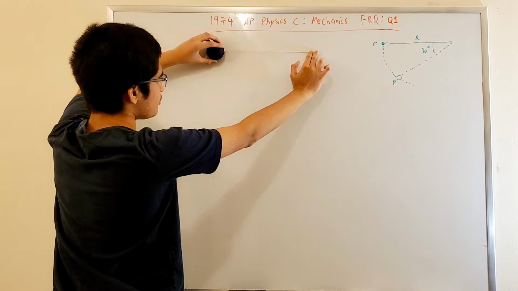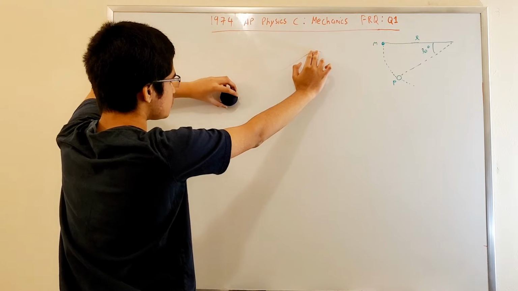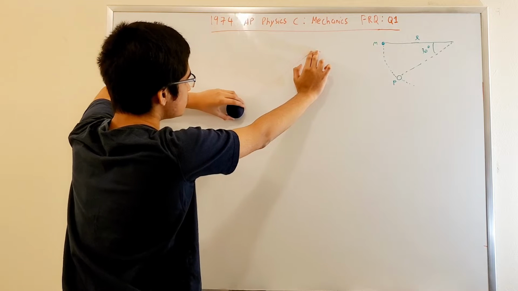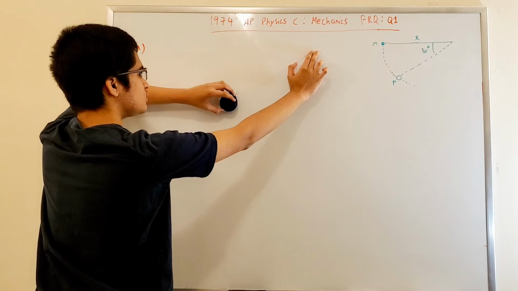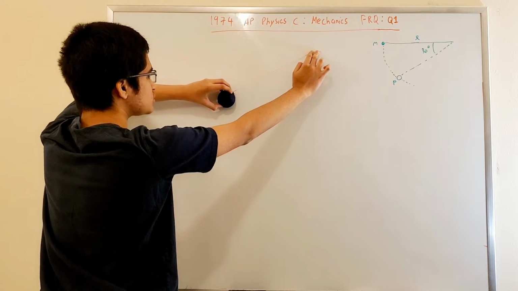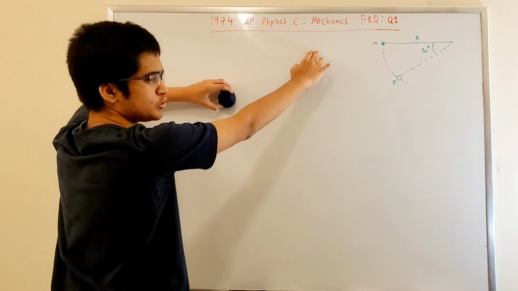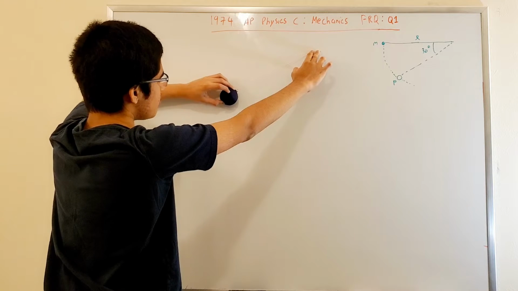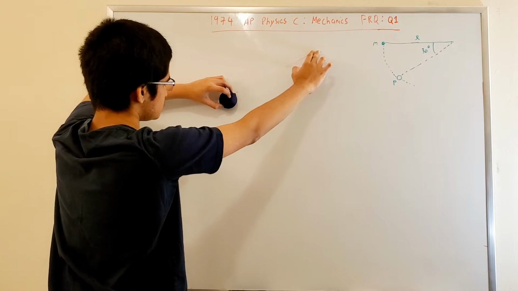And then I'm going to release it. The ball's going to fall down like this in a circular path. It's going to reach some point, approximately over here, where the rope is going to make a 30-degree angle with the horizontal. And we need to find the free body diagram of the ball at this point.